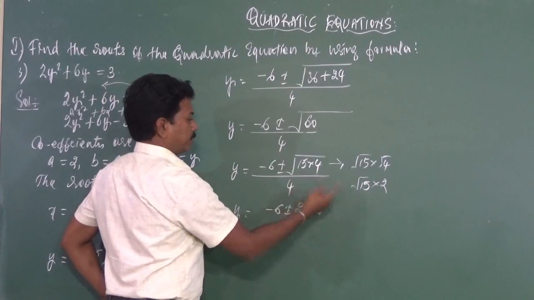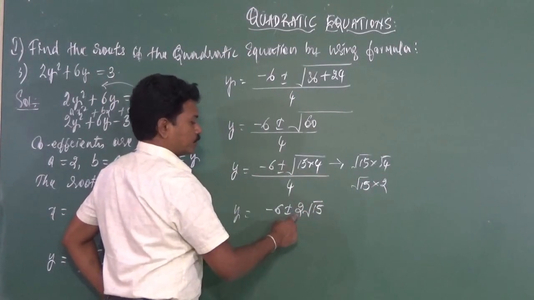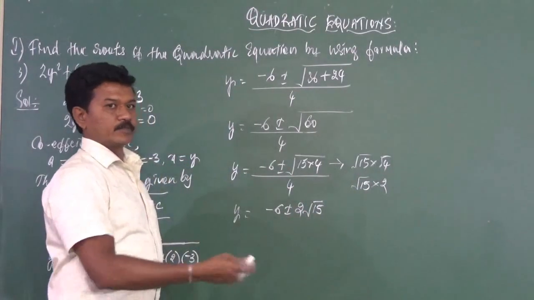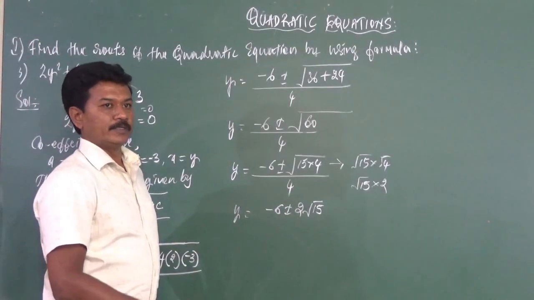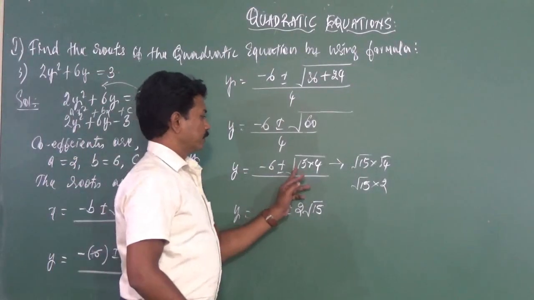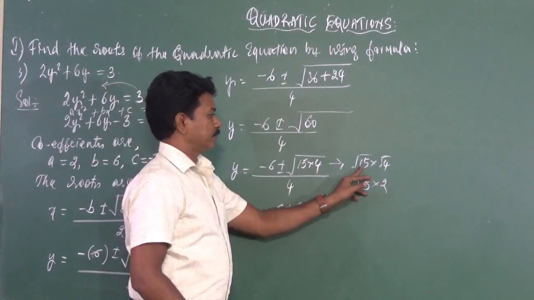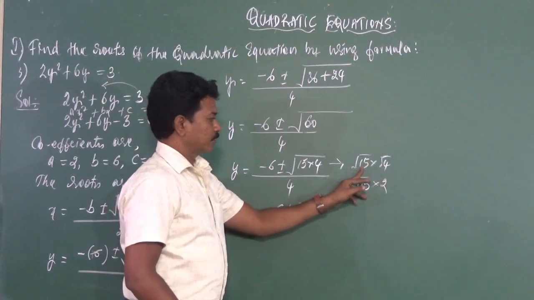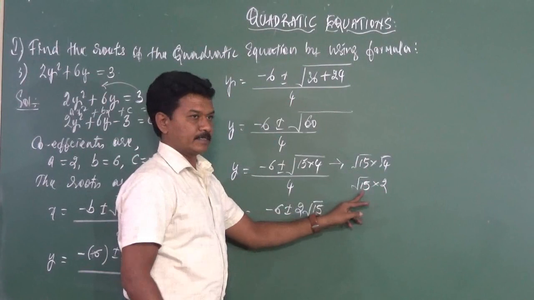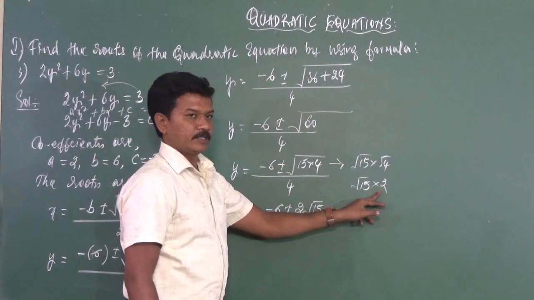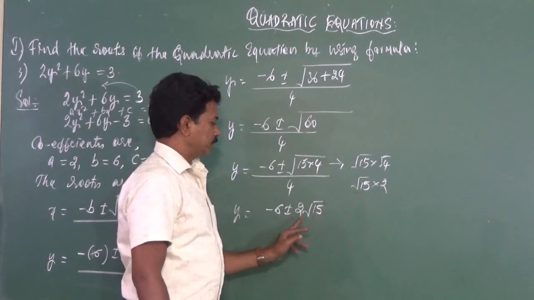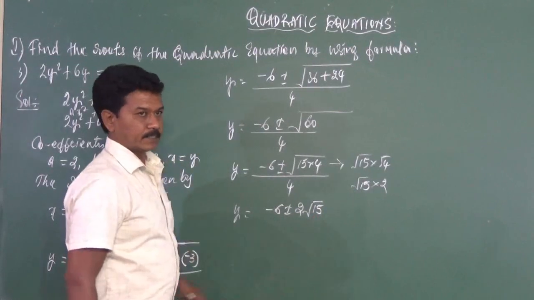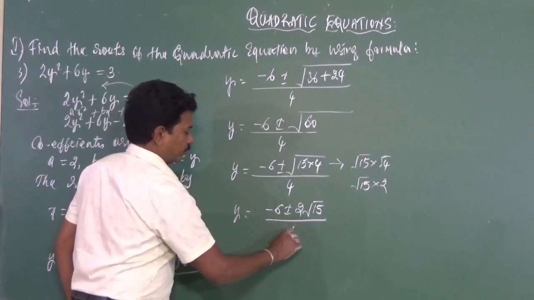So many speak like this: 4 comes out, it becomes 2. When 4 comes out of the square root, it becomes 2. That's not the method actually. So square root of 15 into 4 can be written as square root of 15 into square root of 4. Square root of 15, as it is not a perfect square, remains the same. Square root of 4 is 2. So 2 into root 15 is 2 root 15. That's how it comes, divided by 4.